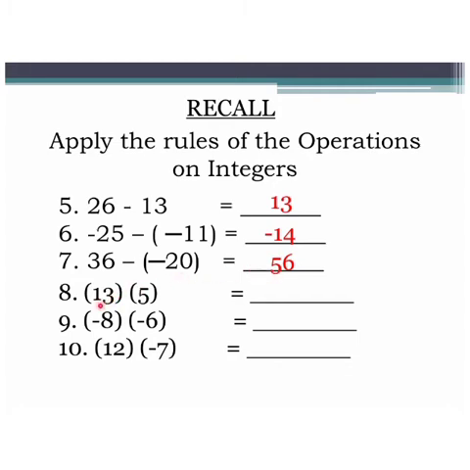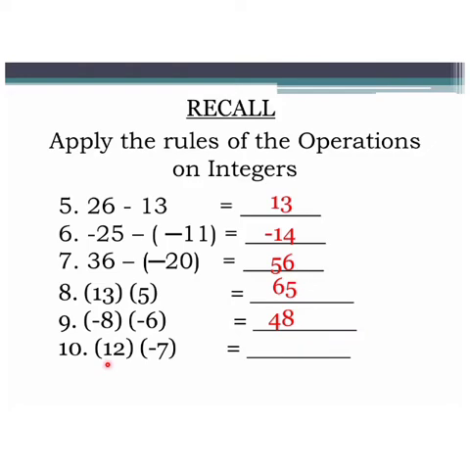Then number 8, this is multiplication of integers. Both integers are positive, so applying rule number 1, when multiplying the same sign, the product is positive. 13 times 5 is positive 65. For number 9, negative 8 times negative 6, both integers have the same sign. Still rule number 1, the product is positive. Negative 8 times negative 6 is equal to positive 48.